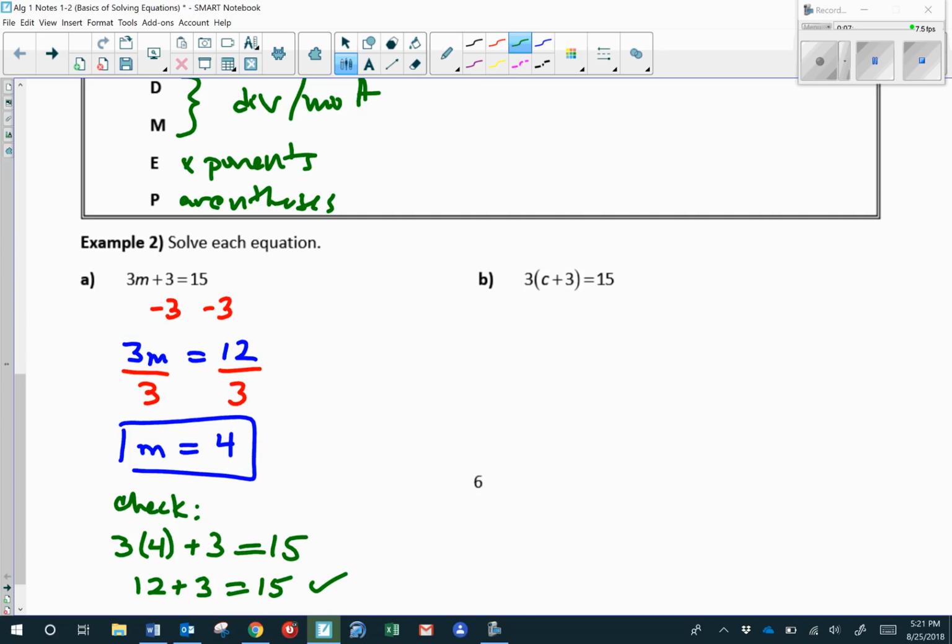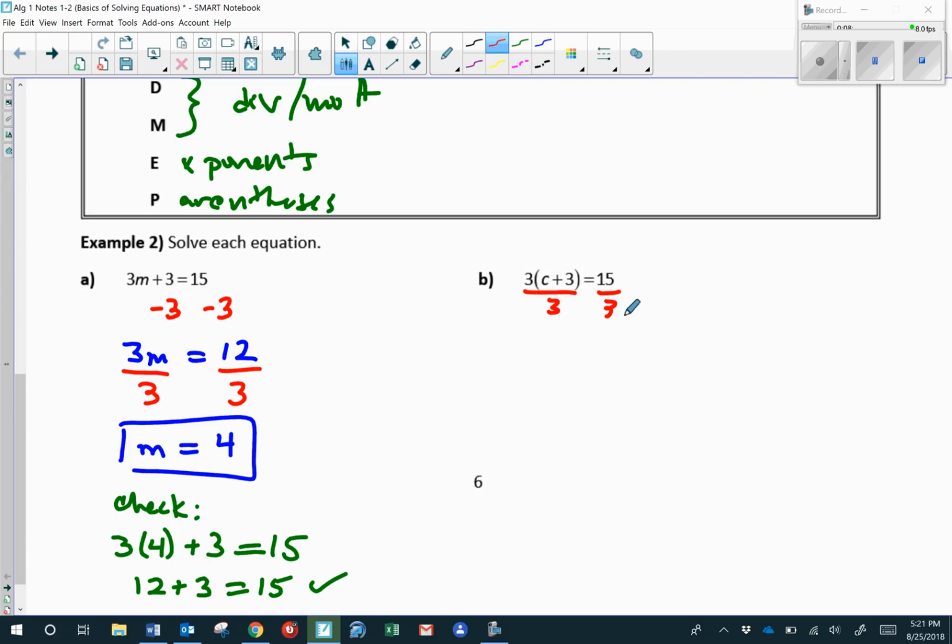All right, in B, we have something that's set up a little bit differently. Think about what's happening to C. If I took a number C and I had to do things to it in order of operations, it would be the stuff inside the parentheses first, so that adding 3 would happen first, followed by multiplication of that result by 3. So if we are undoing, the first thing that I want to undo is the multiplication by 3, which was the last operation done.